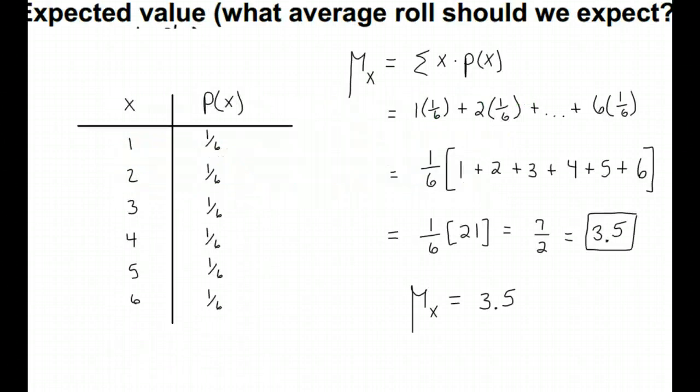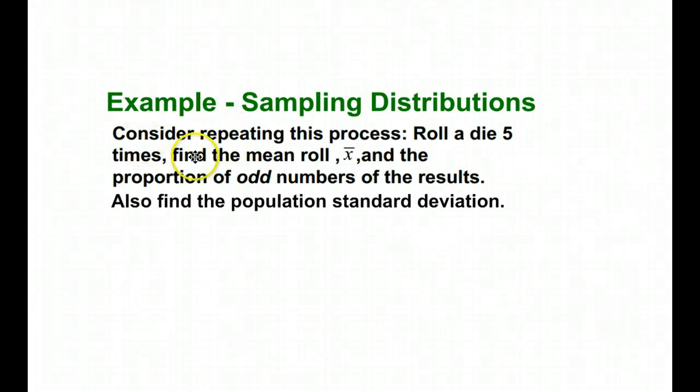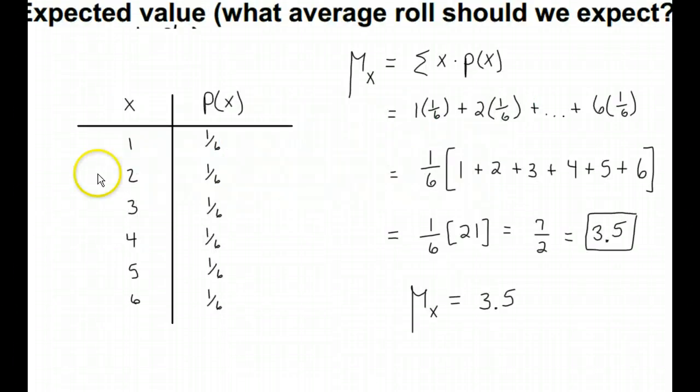Alright, so expected value, that's the average roll. That's what this first part's saying. Find the mean roll. So remember, based on a probability distribution, you come up with all the different possible outcomes of rolling a six-sided die. I could roll a 1, a 2, 3, 4, 5, or 6, and the probability of each one of these outcomes is a 1/6 chance of happening.